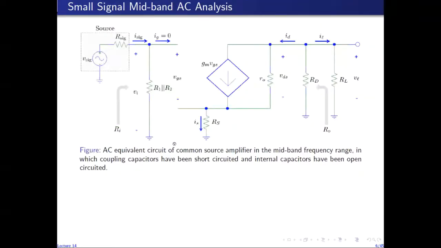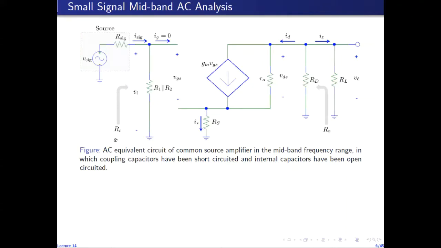So this is the small signal AC equivalent circuit of common source amplifier, and we are assuming that we are operating this circuit in the mid-band frequency range, in which the capacitive reactance of the coupling capacitors is small enough to be ignored, and the capacitive reactance of the parasitic capacitors or the internal capacitors is large enough to be ignored. So the internal capacitors have been assumed open circuit, and the coupling capacitors have been short circuited.